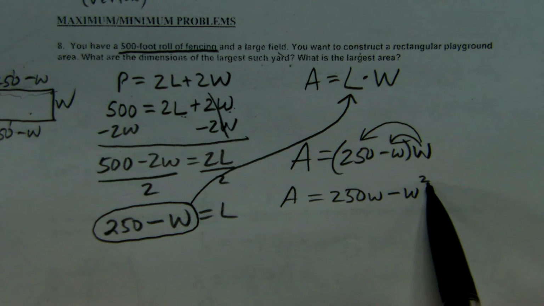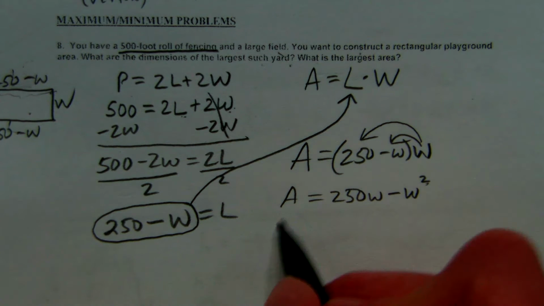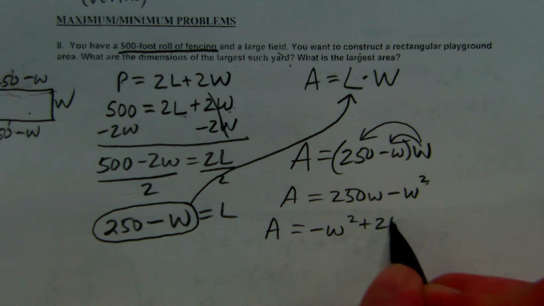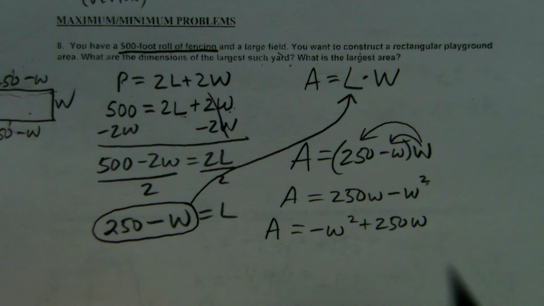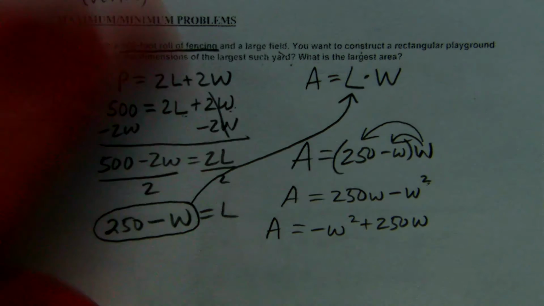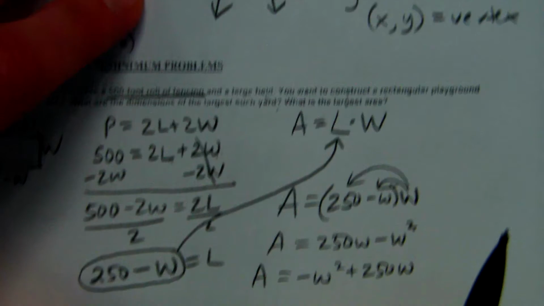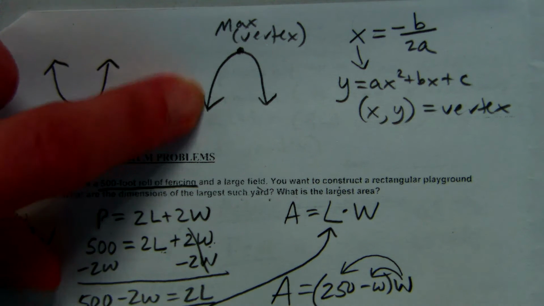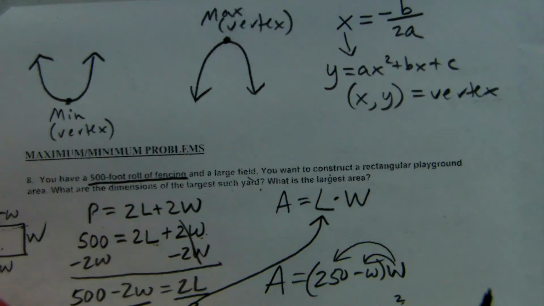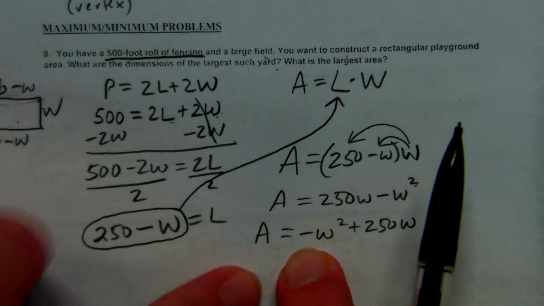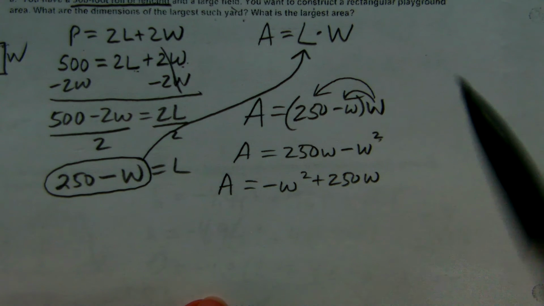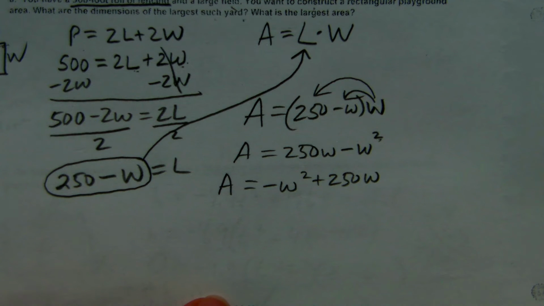Now normally we like to have the squared on the beginning, so I'm just going to rewrite it, negative w squared plus 250w. Why do I want to do that? Because we want to find the maximum, which in this case, if it's a maximum, it's going to look like this if we graphed it. You're going to have an upside down parabola, which is why this negative is there. That flips it upside down. And we can find that vertex and it'll answer all of our questions.